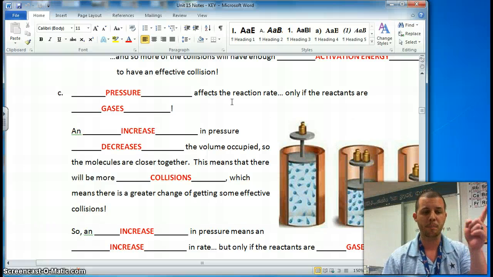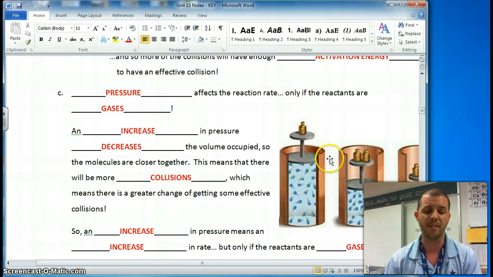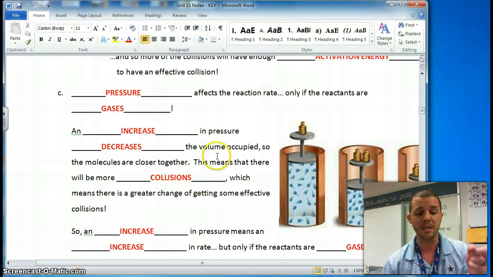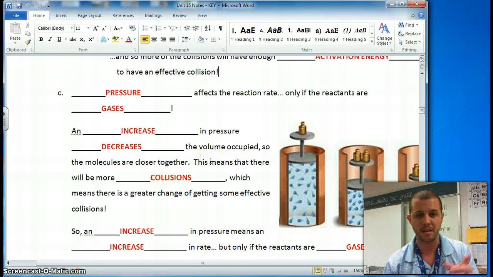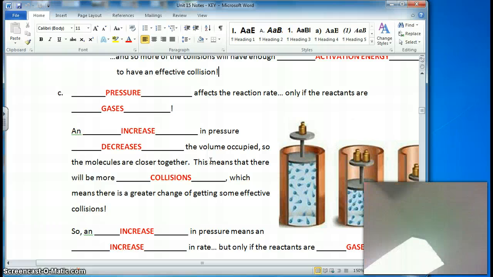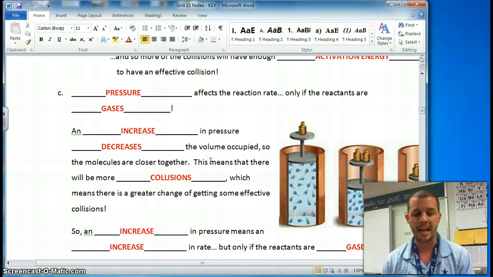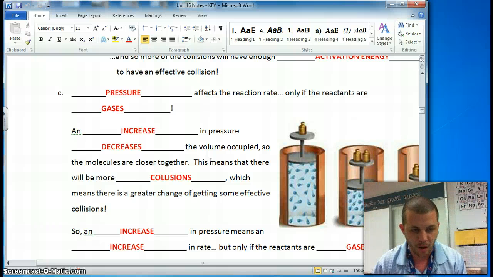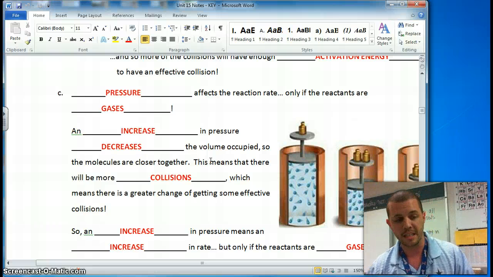If you increase the pressure of a gas, now this is only going to happen if you're dealing with a gas, it's going to decrease the volume occupied. So think about this room that we're in here. Look at this room. If you've got a bunch of people in this room and everybody's walking around, and then you cut the room in half and people are still walking around, there's a greater chance for those people to collide with each other. So that is the idea behind pressure.